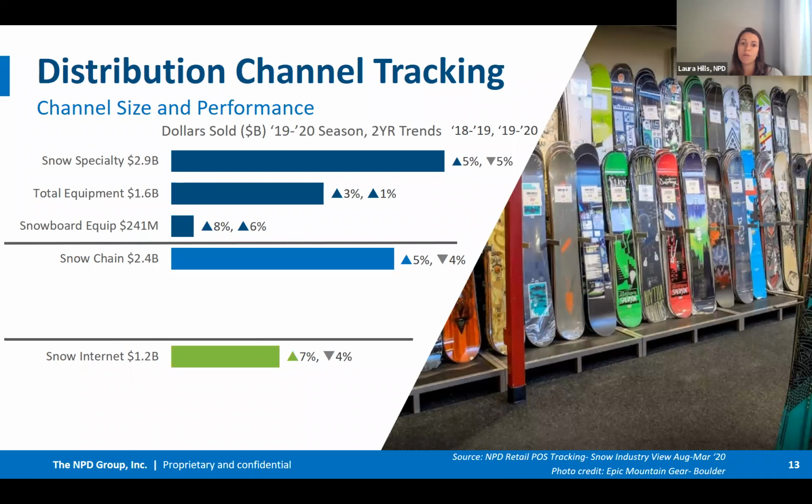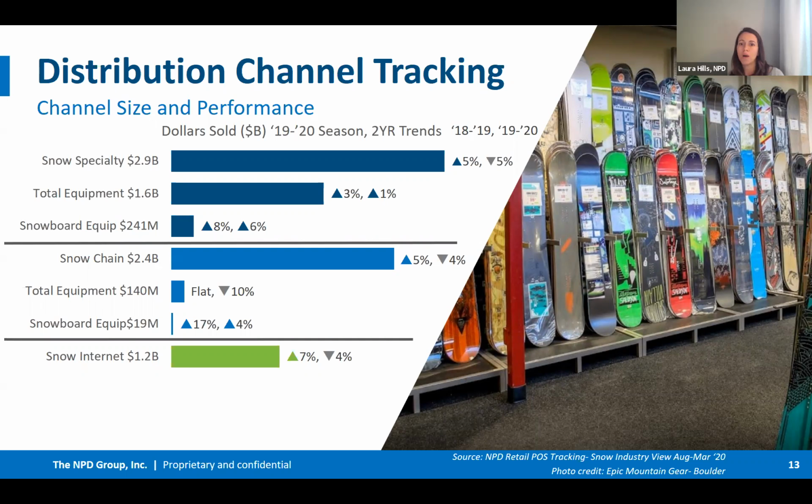If we step down to Snow Chain, we see that total equipment has not performed in line with the channel in either season. Hard goods saw accelerated contraction with a negative 10% decline this past season. But the segment remained flat in the 18-19 season, despite what we saw as channel growth. So snowboard equipment, however, showed standout performance against both total hard goods and the channel.